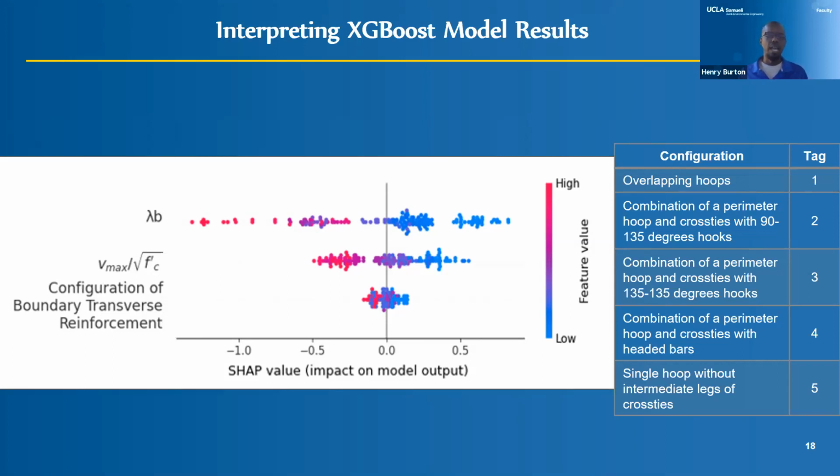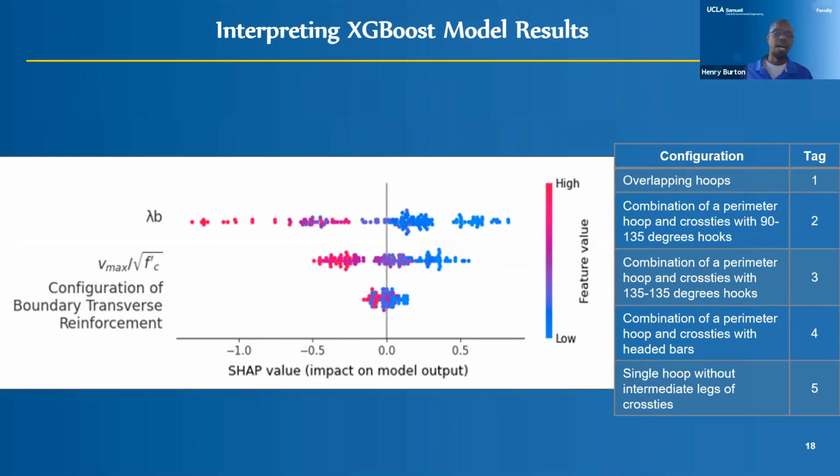And the horizontal axis shows the effect on drift capacity. So to the right means that variable increases the drift capacity. To the left means it decreases the drift capacity. And then the colors, the red means a high value of that variable. Blue means it's low.